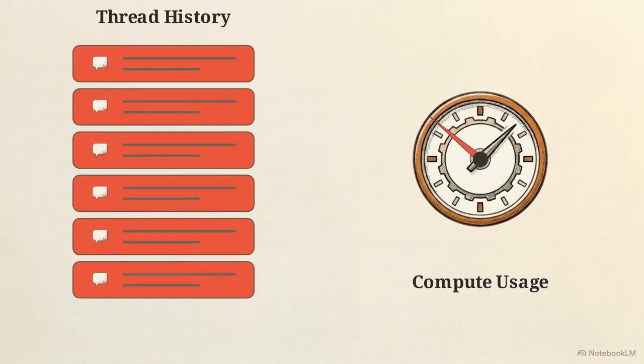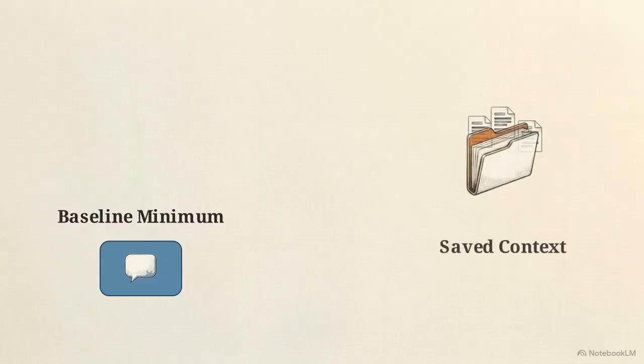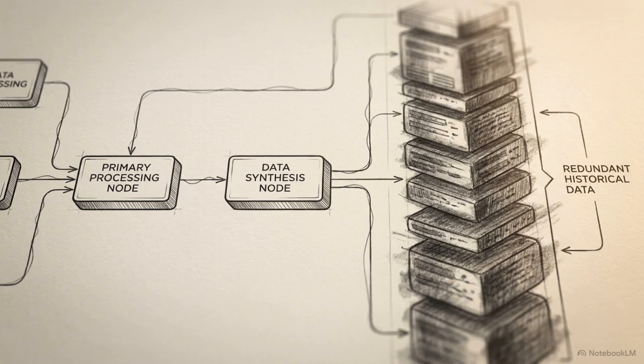Open a new chat the moment a specific task is resolved. Starting fresh cuts the context burden back to the baseline minimum, instantly saving resources. With projects and memory active, a new window does not mean losing vital background context. The system still recognizes your role and requirements. Thread management is about controlling the volume of data the AI is forced to carry into every interaction.